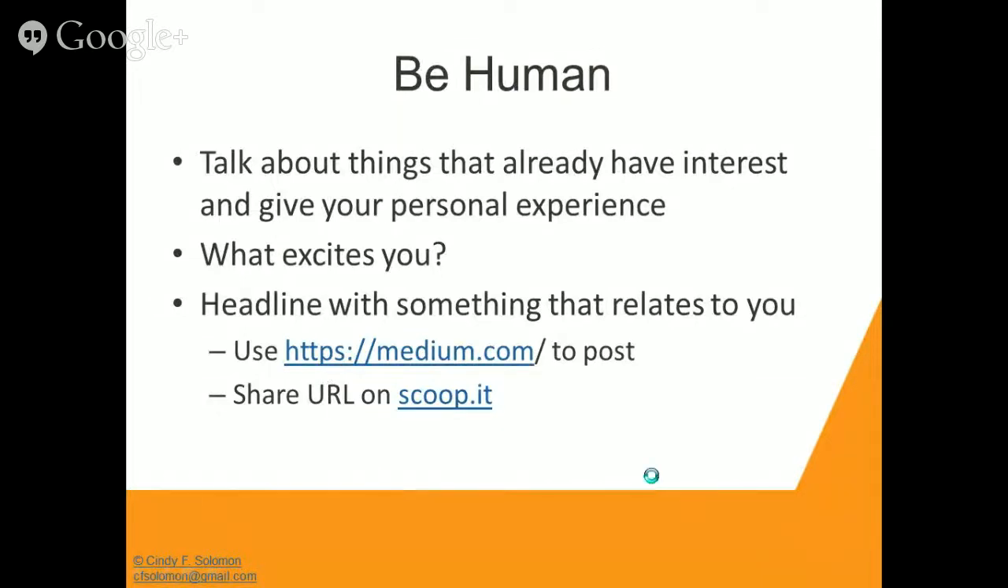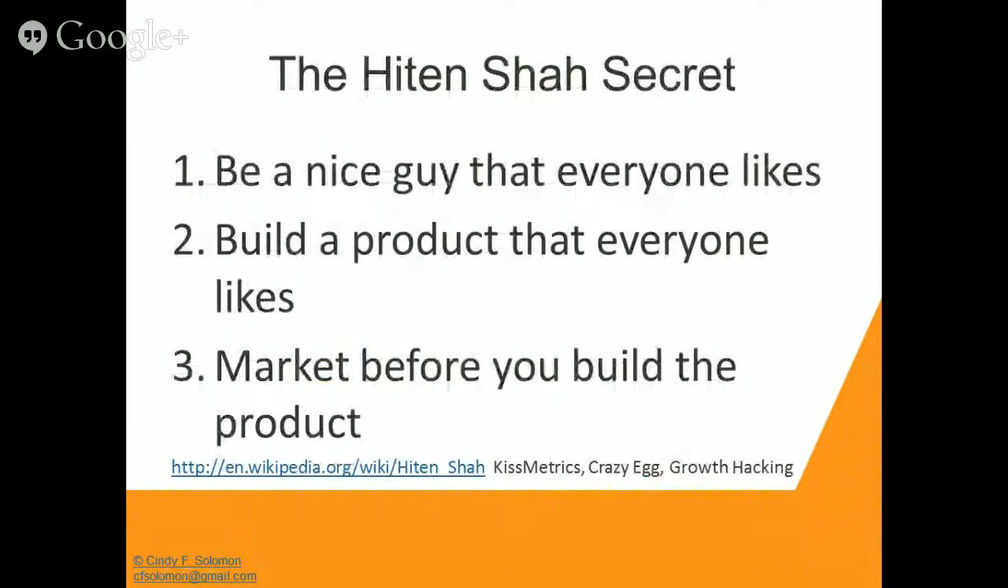And they continue to iterate. Hiten Shah built Kissmetrics, Crazy Egg. He talks a lot about growth hacking. He's very much revered here in the Valley. So his secret to building community is just be an all around nice guy. And honestly and authentically, be nice. Now, will everyone like you? Doubtful, but everyone seems to like Hiten Shah. I haven't looked to see who's disagreeing with him, but that's his first foot forward. Be a nice guy. And certainly if you're reaching out to a community to help them solve a pain, that's being nice. Then build a product that everyone likes.